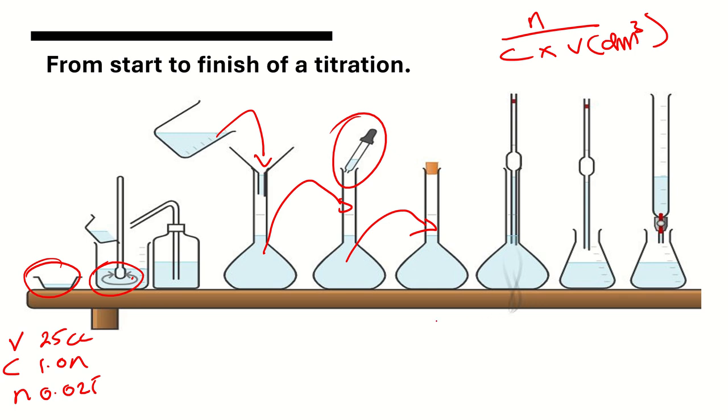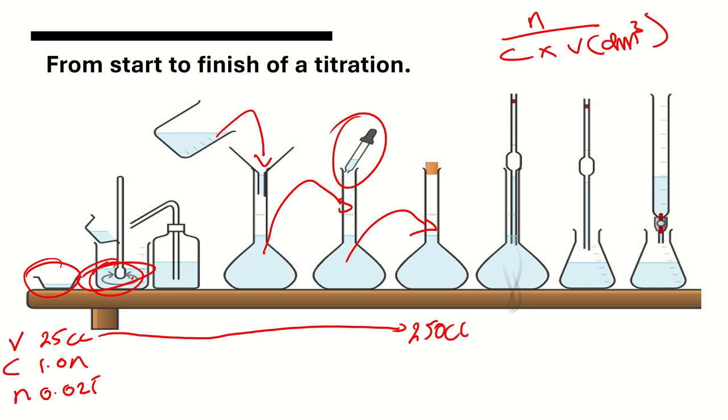So let's say our volumetric flask is 250 cubic centimetres. Now what would the concentration be in our volumetric flask? Would it be the same as we started off with, or would it have changed? Well, we've gone from 25 cubic centimetres of it here, and we filled that right up to 250.